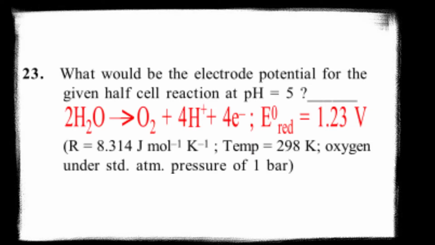What would be the electrode potential for the given half cell? pH equals 5. So they told you pH equals 5 and they given you the half cell and they given you E0 reduction, but the half cell given is oxidation. So as written, the reaction is oxidation, so the E0 for the reaction written is actually minus 1.23.